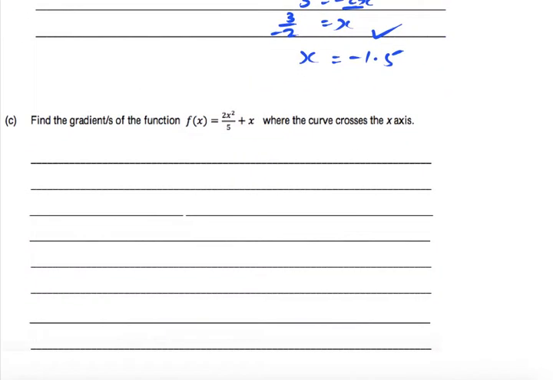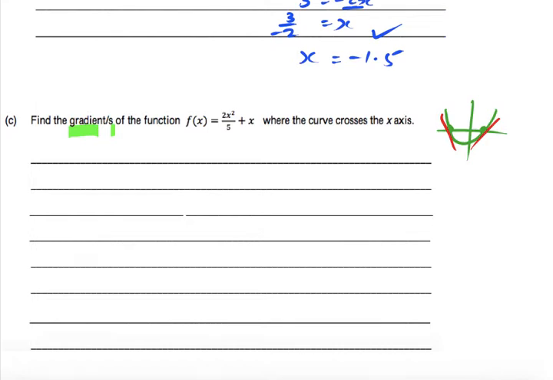The next one, find the gradients. This is for C, find the gradients. So again, we've got the word gradient. We've actually got an s there, so there could be two answers. So be careful where this curve crosses the x-axis. Now, if you think of a curve crossing the x-axis, it could cross in two places. So you're going to have two gradients. One would be a negative one, and one would be a positive one. So we're going to look for those two gradients.